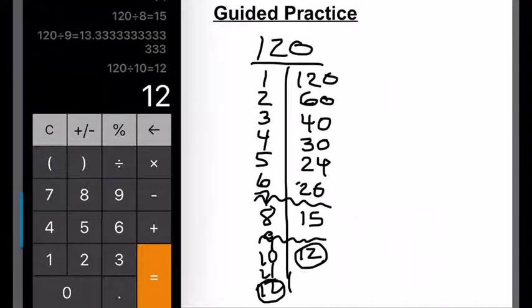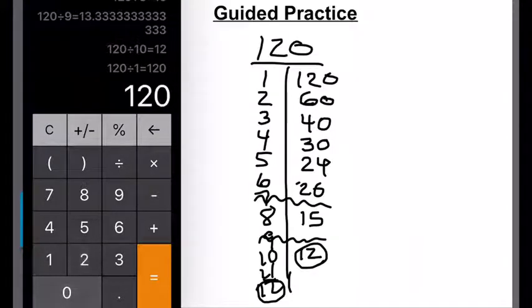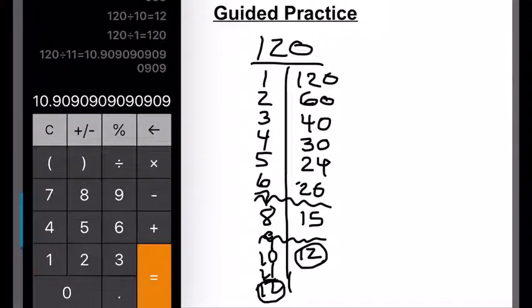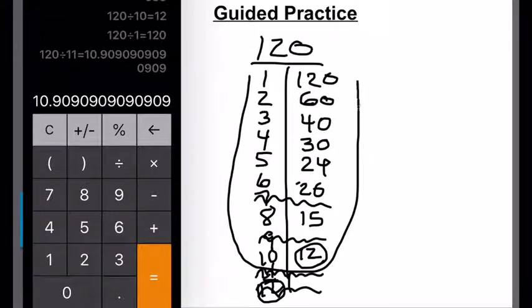We are not done until we try 11. 120 divided by 11 is 10 and a decimal, so this is not a factor pair. So we are done with our list of factors for 120. There are a lot of factors for 120.